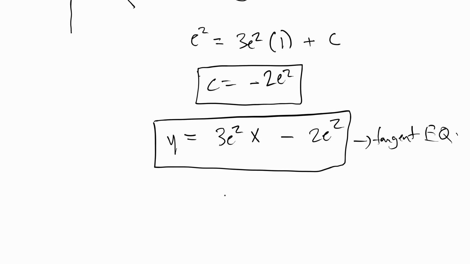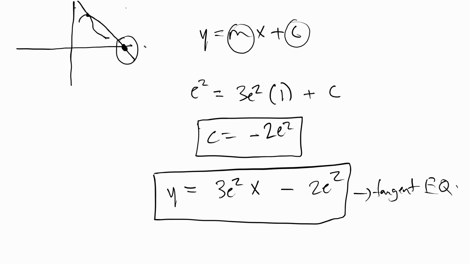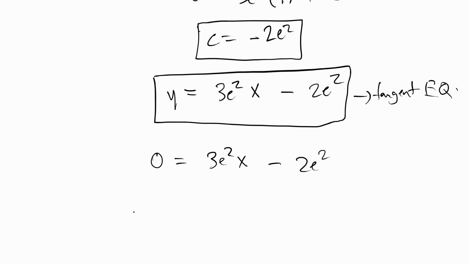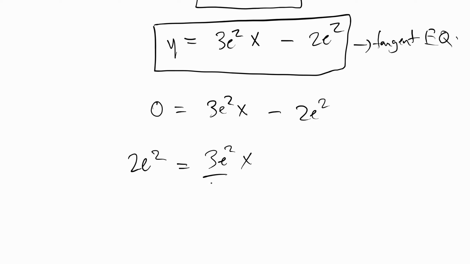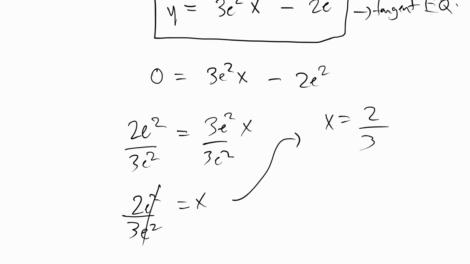So what do we do with this? Whenever something cuts the x-axis, its y value at that point is 0. So let's substitute y is equal to 0 and solve for x. We have 0 is equal to 3e squared x minus 2e squared. Let's rearrange: 2e squared is equal to 3e squared x. Now let's divide both sides by 3e squared. So we get 2e squared over 3e squared is equal to x. So x is equal to 2 by 3, because the e squared cancels.